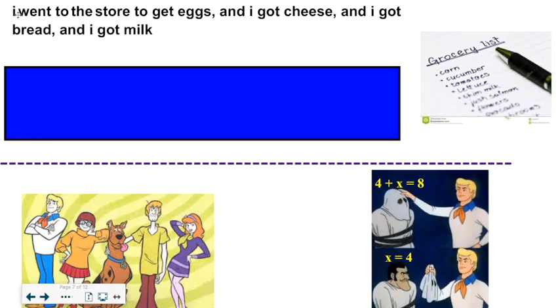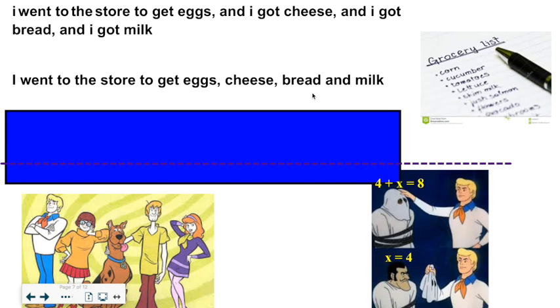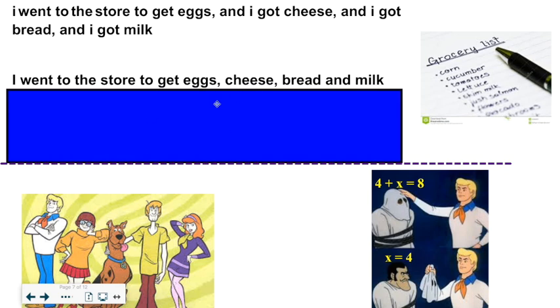So, if I said I went to the grocery store to get eggs, and I got cheese, and I got bread, and I got milk. Well, really, we understand what's going on there, but we can simplify it. Same way that I would say I went to the store to get eggs, cheese, bread, and milk, right? It's a little easier to understand, and it's just more compact. So if we look at this, this is an example of simplifying this sentence, right?